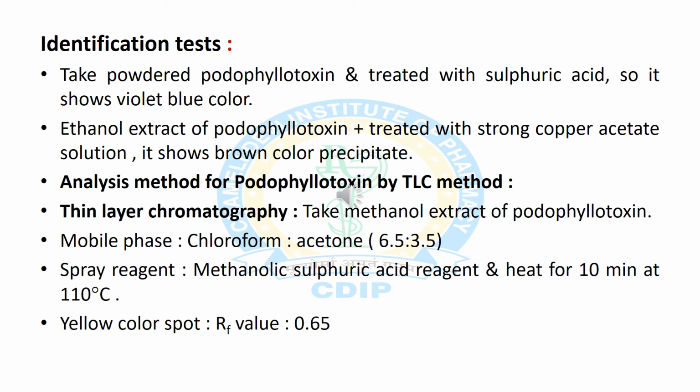Now we will discuss the analysis method for podophyllotoxin by thin layer chromatography. In this method we use a mobile phase of chloroform and acetone in the ratio 6.5 to 3.5, and the spray reagent is methanolic sulfuric acid reagent. We observe the spot with yellow color at an Rf value of 0.65.